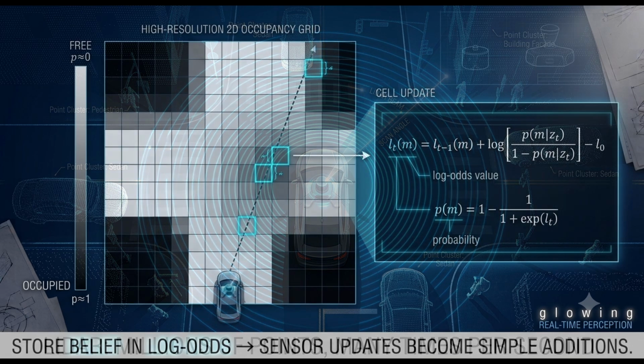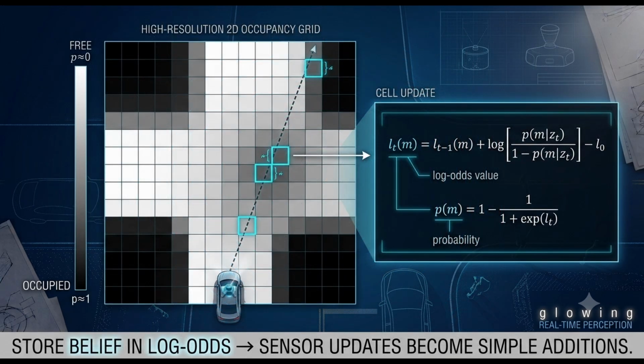The trick that makes this efficient is to store the belief in log odds form, because then a sensor update becomes a simple addition instead of a messy multiplication. That single design choice is why occupancy mapping runs in real time on modest hardware.